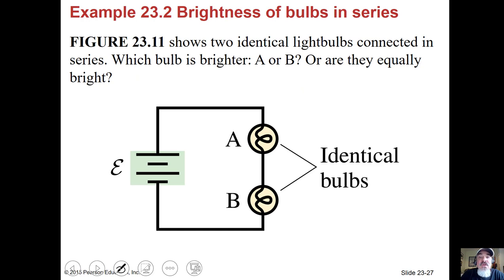So if these are identical bulbs, these would have the same brightness. Same bulbs mean they have the same resistance. In series, it's the same current, so they have the same voltage drop. They're the same brightness. And if one of these bulbs went out, the other one would have to go out too, right? By going out, it breaks, current can't get through anymore. So you wouldn't have any bulb lit up if one of them goes out here.